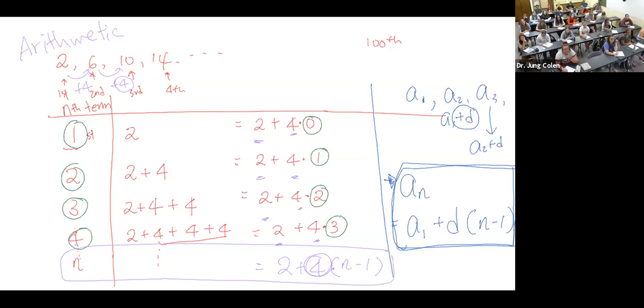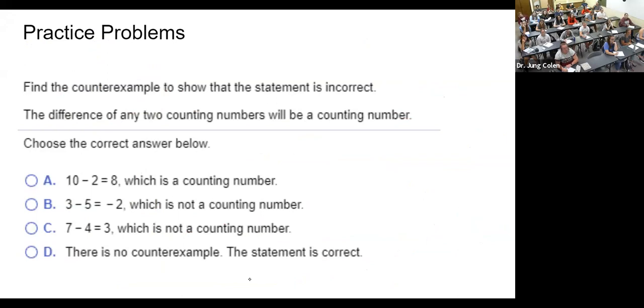Okay. All right, so now let's go back to our example here. Now let's look at the counter example again. Right there, counter example. Find the counter example to show that the statement is incorrect. This is from your homework example too. So you're gonna find the counter example that the statement is false. The difference of any two counting numbers will be a counting number.